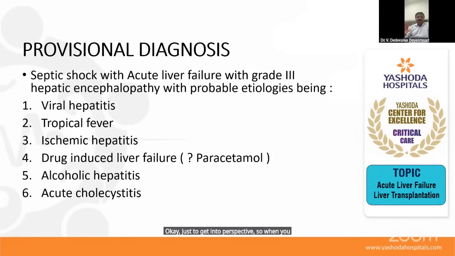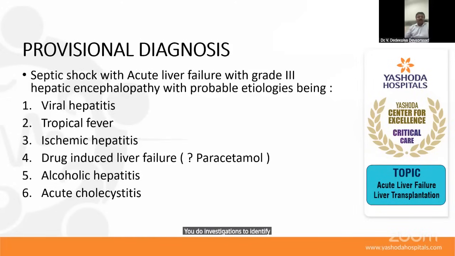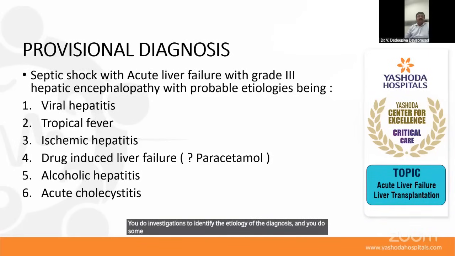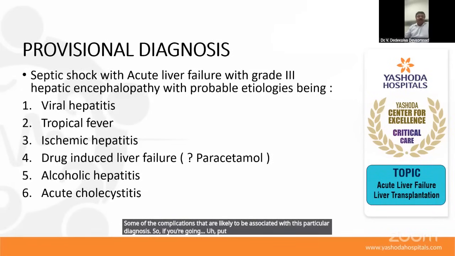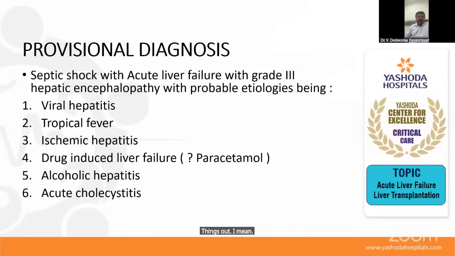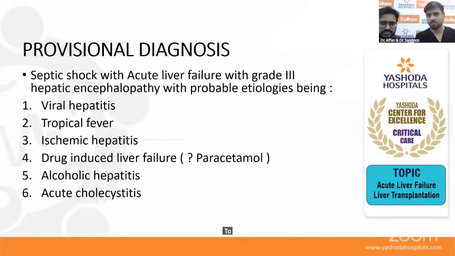So when you work up any patient with acute liver failure, you do investigations to confirm the diagnosis, you do investigations to identify the etiology of the diagnosis, and you do some investigations to find out the complications that are likely to be associated with this particular diagnosis. If you put it into these categories, I think you will not miss things out. I think you've given an elaborate answer, I'm not even saying no, but I still think you've probably left out a few investigations. For example, an ultrasound would be key to it. Yes, would be key.